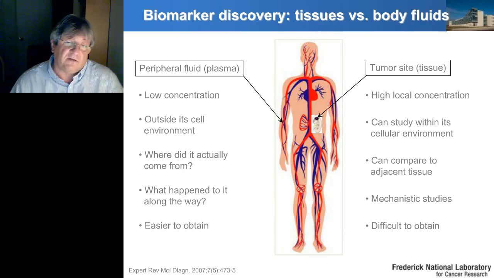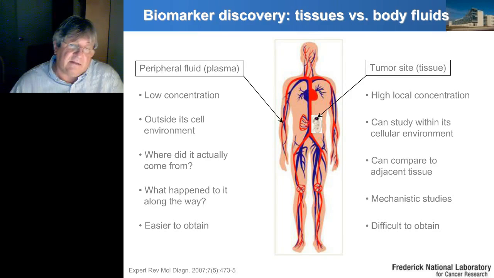But there is always the ease of getting these samples, which scientists like, and so they look only in plasma and serum. From the other side, if you look at the tumor tissue and the tumor itself and analyze by proteomics, the biomarker will be in higher local concentration. It can be investigated within the cellular environment. We can compare adjacent normal tissue to tumor. You can do some mechanistic studies, but it is difficult to obtain.